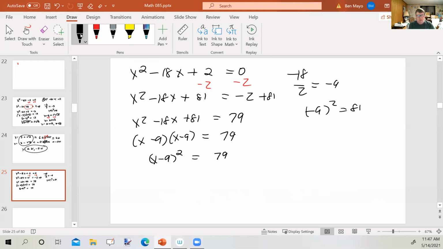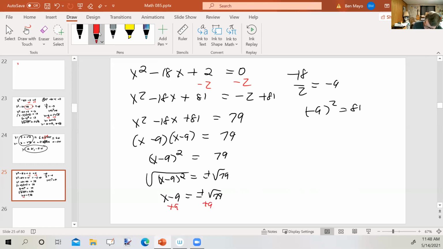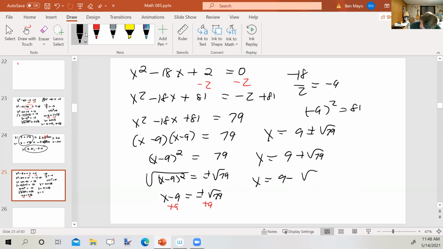Taking the square root of both sides of the equation, I get x minus 9 equals plus or minus the square root of 79. Adding 9 to both sides, x equals 9 plus or minus the square root of 79. 79 is prime. It doesn't have any perfect square factors. So x is 9 plus the square root of 79, and x is 9 minus the square root of 79.